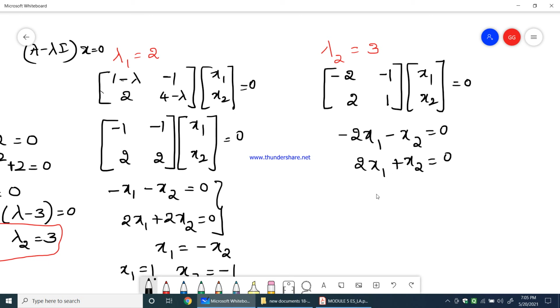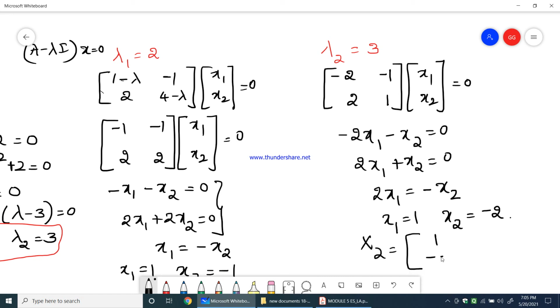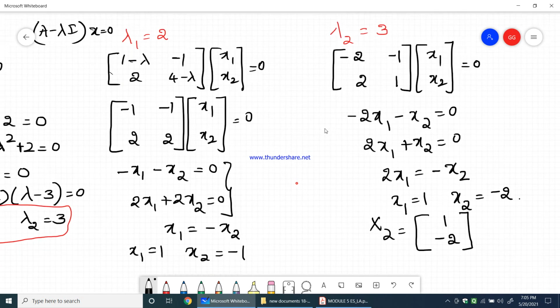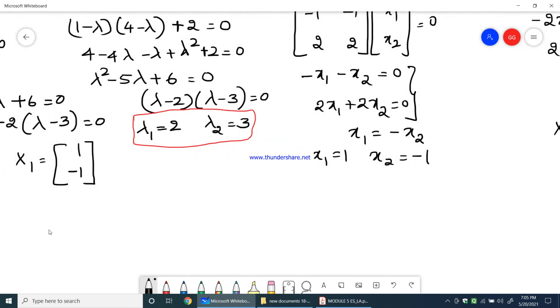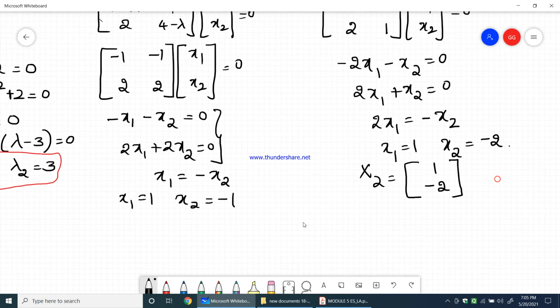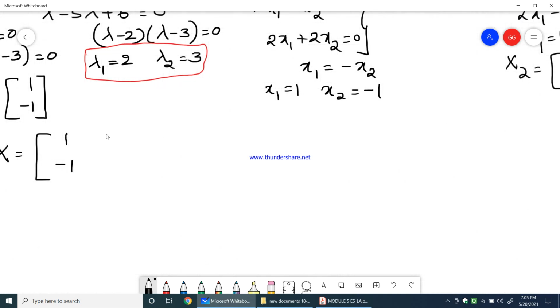So in both the equations, we get 2x1 equal to minus x2. Now if x1 equals 1, x2 will be minus 2. So the vector x2 is now equal to [1, minus 2]. So we got x1 and x2, therefore the total vector x is the first vector [1, minus 1] and the second vector [1, minus 2]. This is the total vector x.